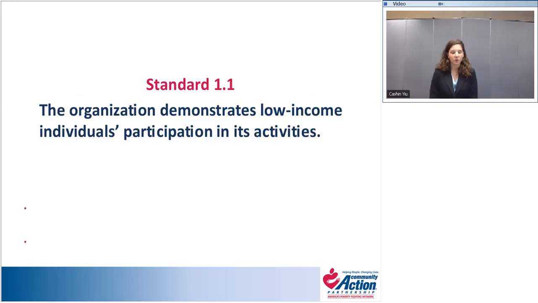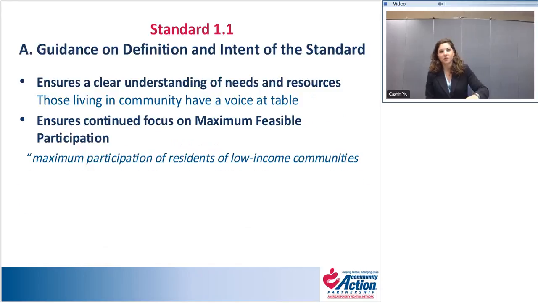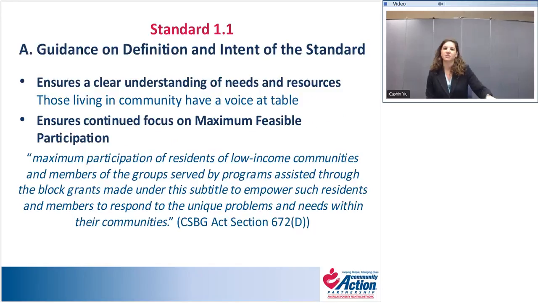So standard 1.1 is: the organization demonstrates low-income individuals' participation in its activities. So Jarl walks through the different sections that the TA guide follows. We're going to start with section A, which is guidance on the definition and intent of the standard. And again, as Jarl mentioned, this is really trying to get at where the standard came from, why it's important for community action in our network, and also the intention of what it's really meant to do in order to build our capacity and increase the impact of our network.